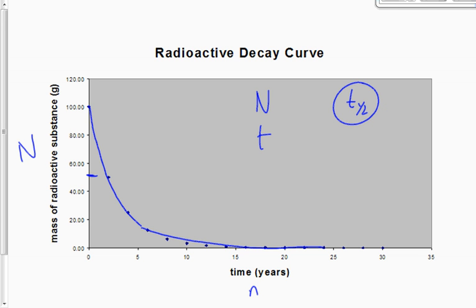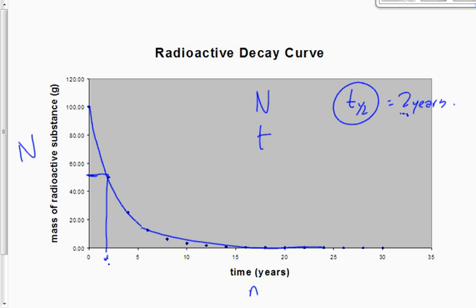Go to half of what you started with, go over and down, and you read off that value. That looks to be about 2 years. Now, on a test, you're going to be given a lot more grid lines, X grid lines, Y grid lines, so it's going to be a lot easier to tell exactly what that number is. Okay, but you get the idea here. The idea is the same, whether we can get an exact value or not.